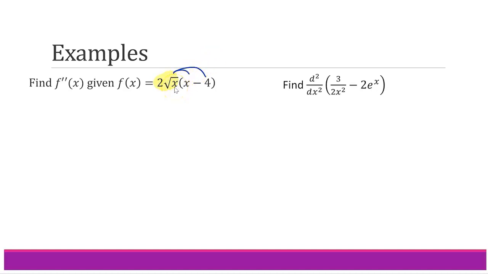Alright, so 2 radical x, that's 2x to the 1/2. So when I distribute 2x to the 1/2 times x to the first, we're going to add those exponents. So 1/2 plus 1 is 3/2.